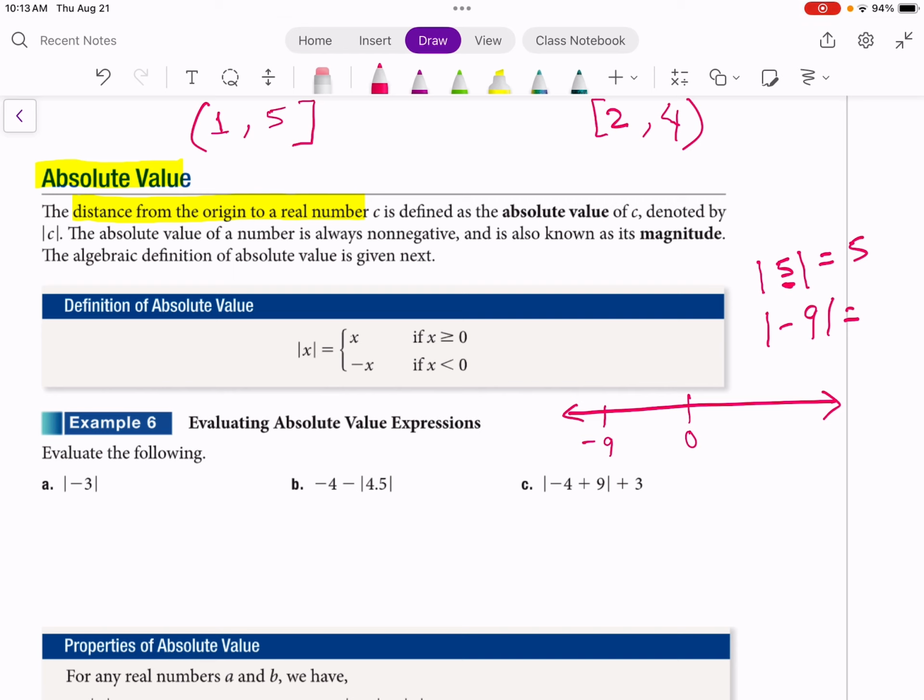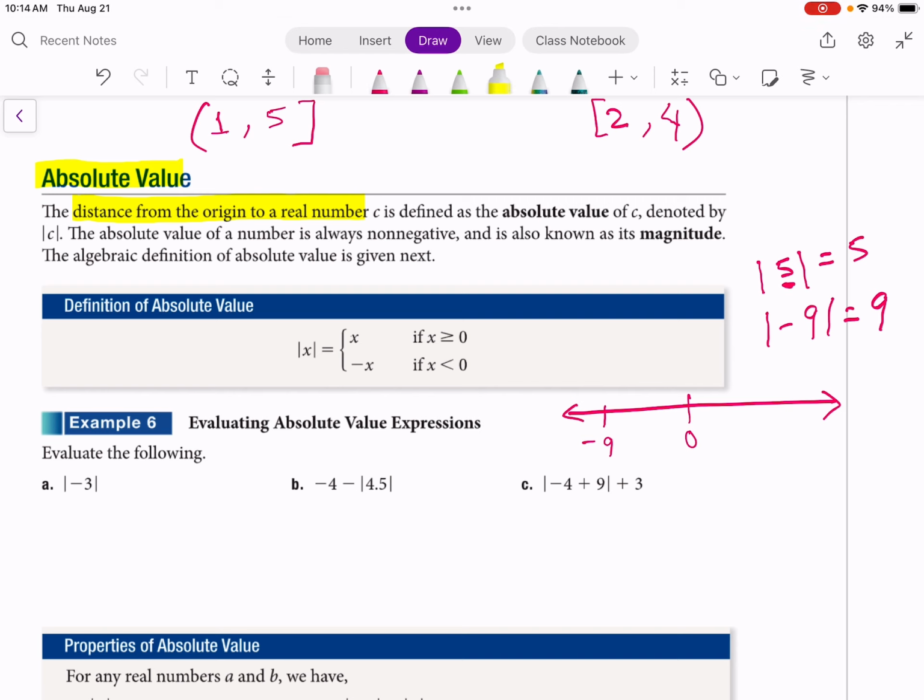And how far is it? 9, right? So we are trying to find the distance. And distance is always measured with a positive number. It's never negative. So the absolute value of negative 9 is positive. Finding absolute value means we are finding the distance of that number from 0 on a number line.